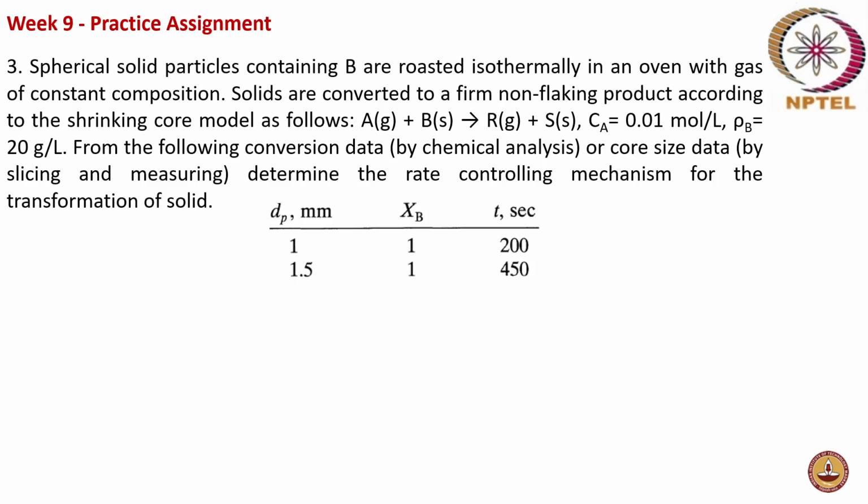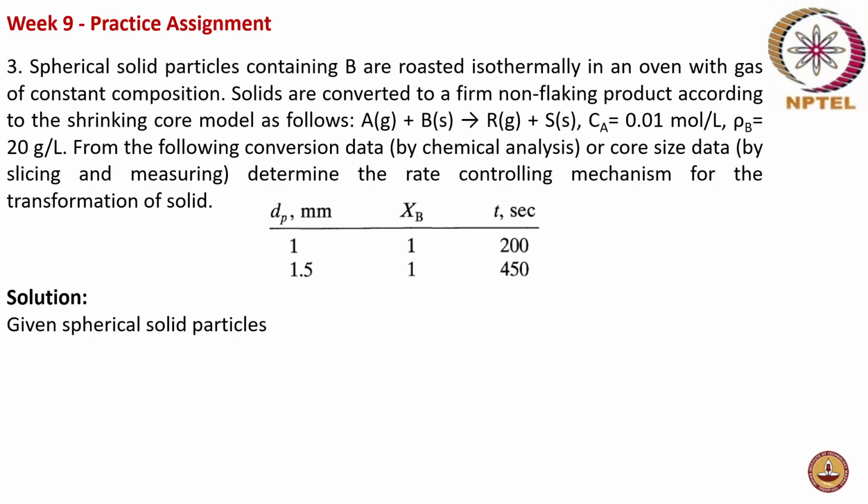So they have also given a table where they have given the diameter of the particle from the core slicing and measuring, and also conversion by chemical analysis and the time. Okay. So diameter they have given 1 and 1.5, conversion they have given 1 and 1, and time in seconds as 200 and 450. Now what are the informations we can take from this to identify what is the rate controlling mechanism?